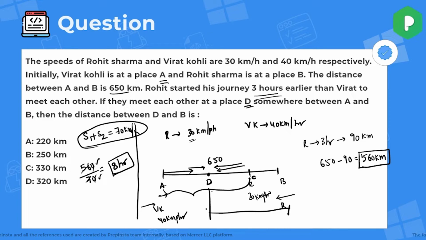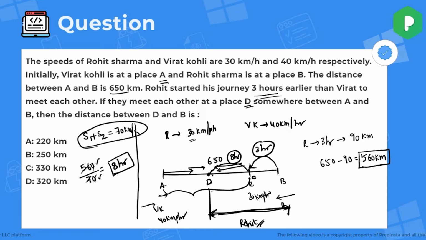Just look here. What is this total distance? This total distance was traveled by Rohit Sharma only. Right. From B to C, Rohit Sharma traveled for 3 hours. From C to D, to meet Virat Kohli, he traveled for 8 hours. So what is the total time traveled by Rohit Sharma in order to meet Virat Kohli at D?